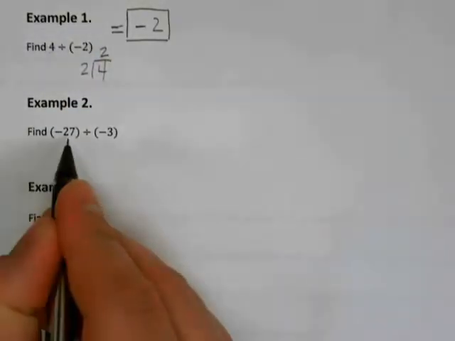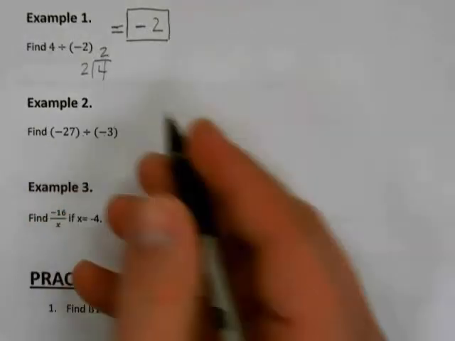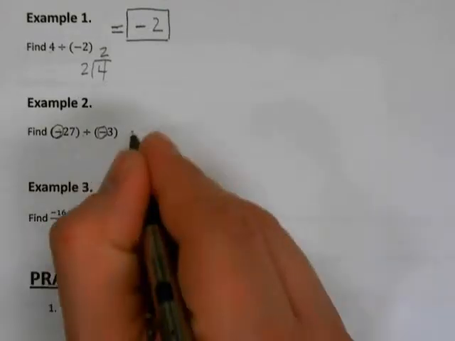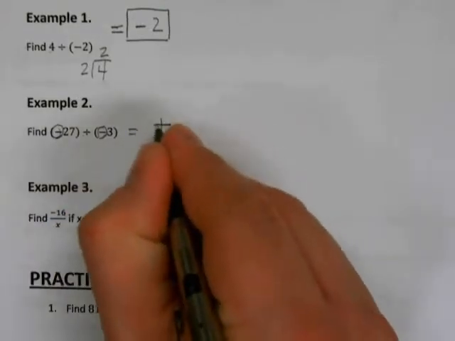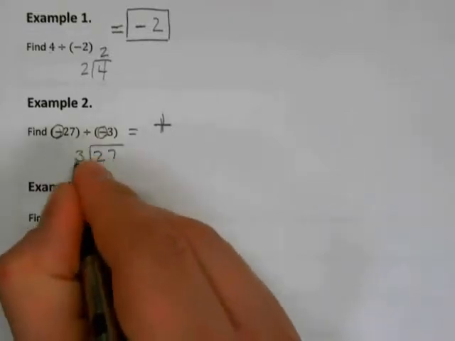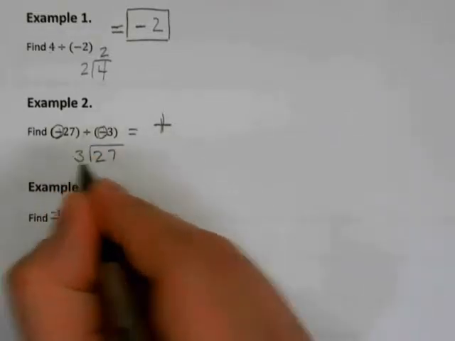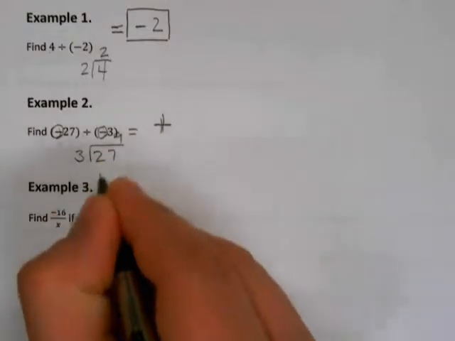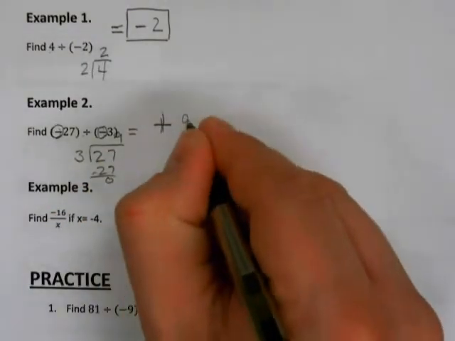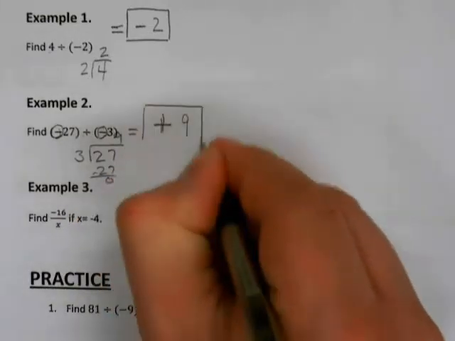Okay, let's do another one. We have find negative 27 divided by a negative 3. Both signs are the same, so that means our answer is going to be positive. And 27 divided by 3, well, 3 can't go into 2, but 3 can go into 27 9 times, and that is 27. Subtract out, we get 0. So our answer is a positive 9.